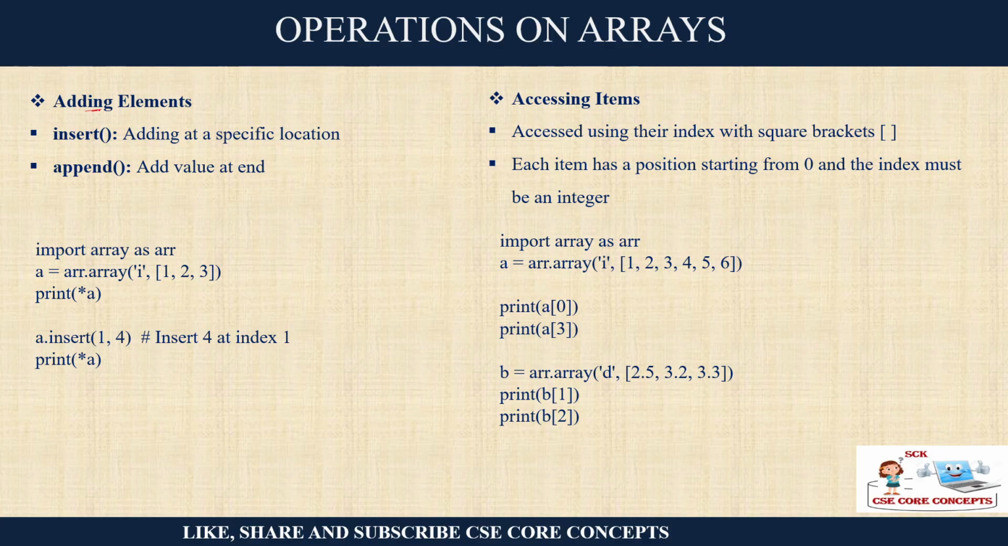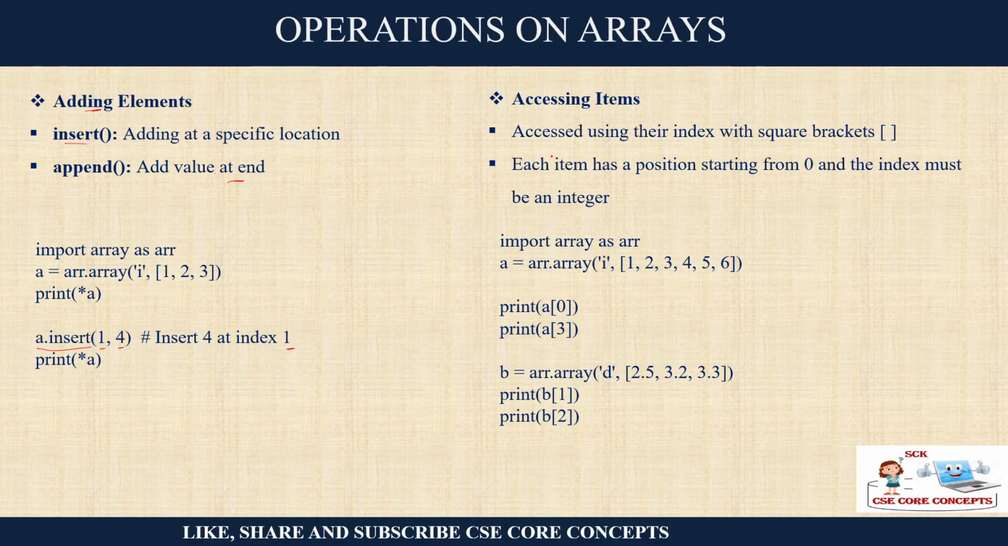Now adding can be of two types. First of all, it is insertion. If you want to insert at a specific location, then you can use the insert function. Like here I have mentioned a dot insert 1 comma 4, right? So I want to insert 4 at index 1. That you have to mention. Or otherwise you can append the value at the end. The append function will always by default add at the end.